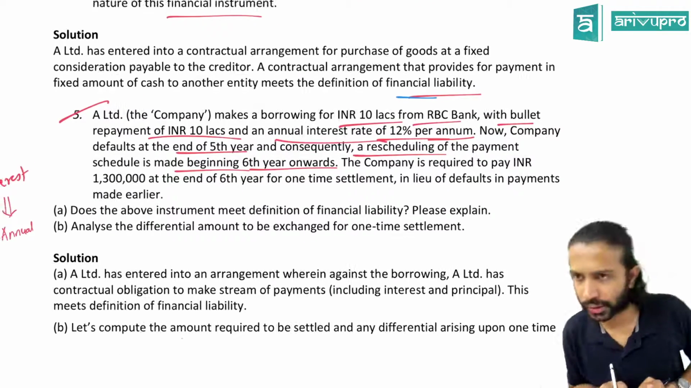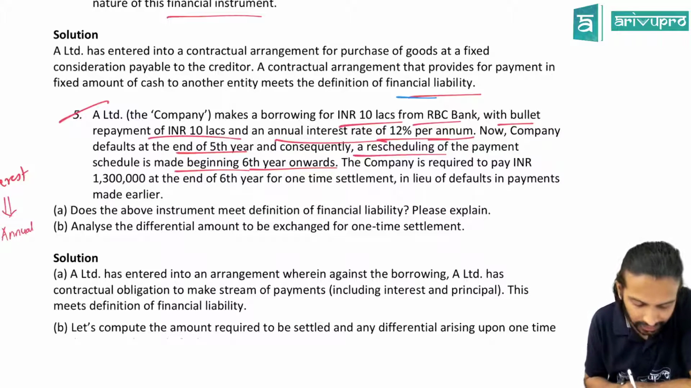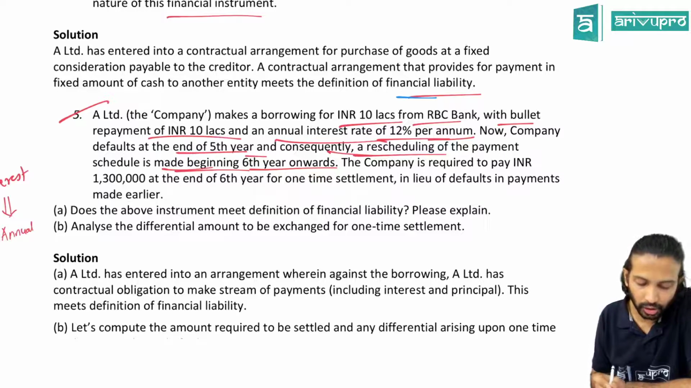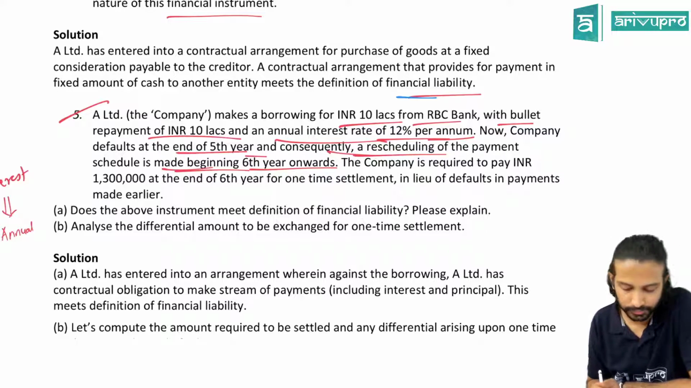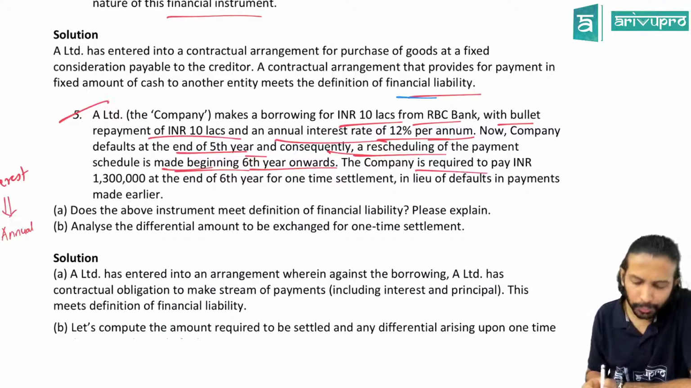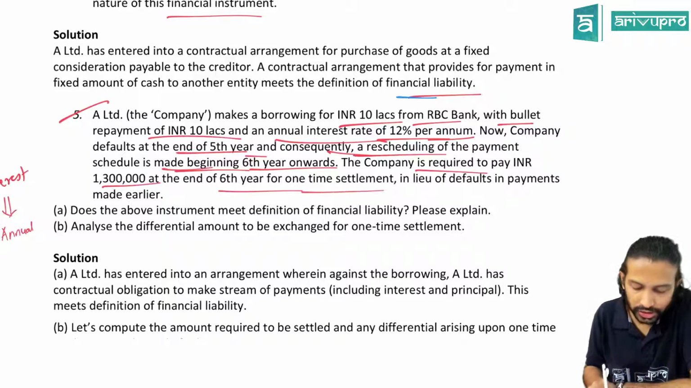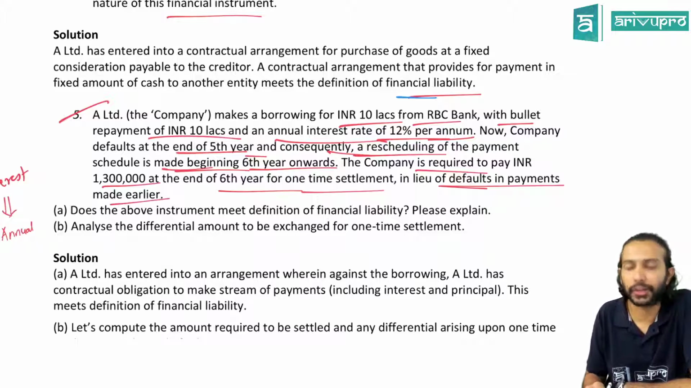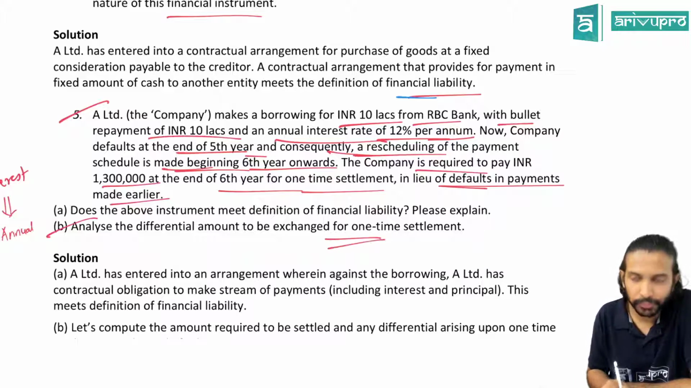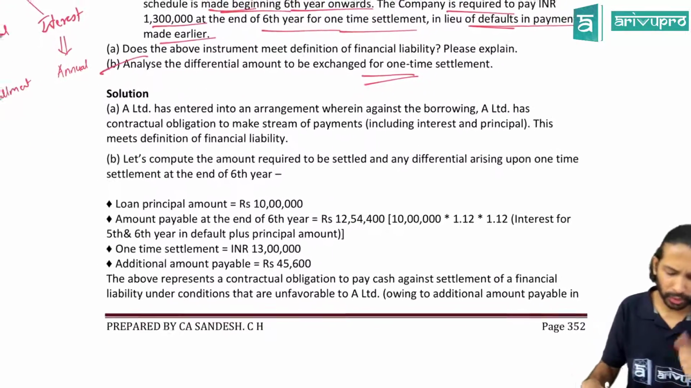We will just read the question once. At the end of the 5th year, the company defaults, and consequently a rescheduling of the payment is made beginning of the 6th year onwards. Meaning in the 5th year they had to pay off. Since you have defaulted, they've done some rescheduling. The company is now required to pay INR 13 lakhs at the end of the 6th year as a one-time settlement in lieu of defaults made earlier. Analyze the differential amount for one-time settlement. Or can we just maybe look at the solution?